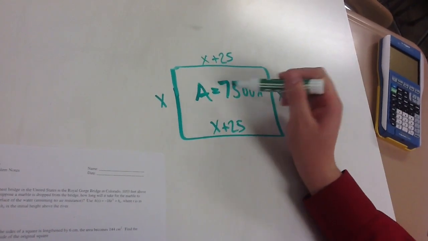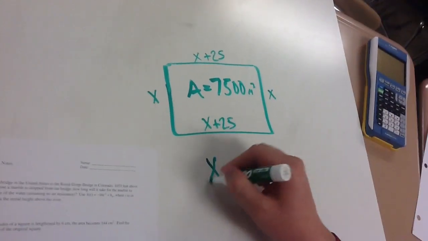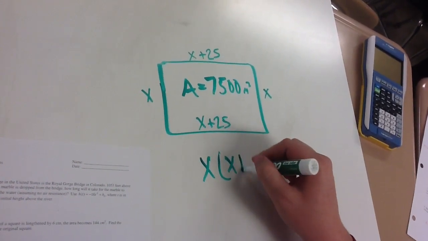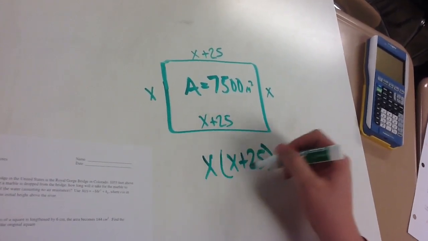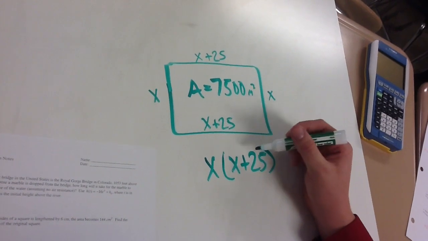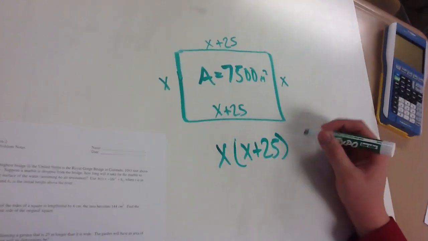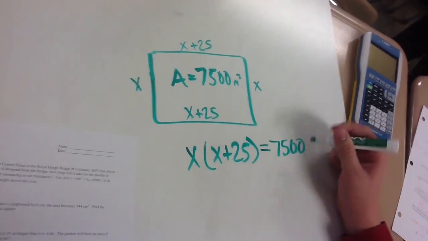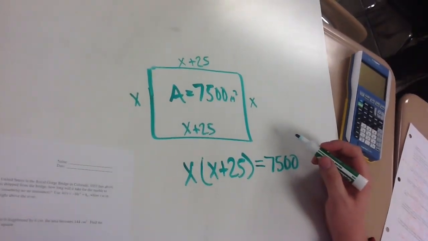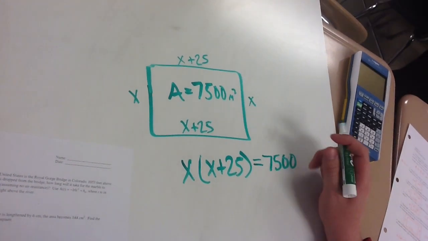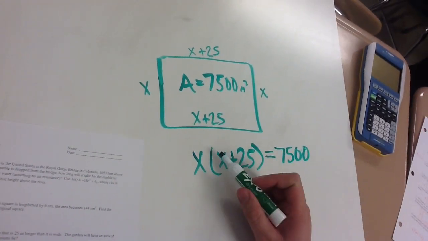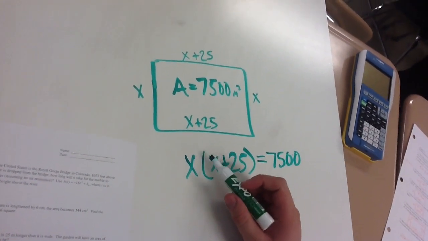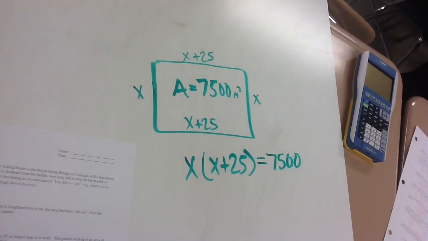Again, I know that the area is going to be length times width, so I'm going to set up my quadratic, x times x plus 25. If I were to distribute that x, that would tell me exactly where I'd get the quadratic from. And this is going to equal 7,500. There are multiple ways to set this up, but since I like using a calculator and I'm lazy, I'm going to enter this as my one y value, and this as my other, and again check the intersections.